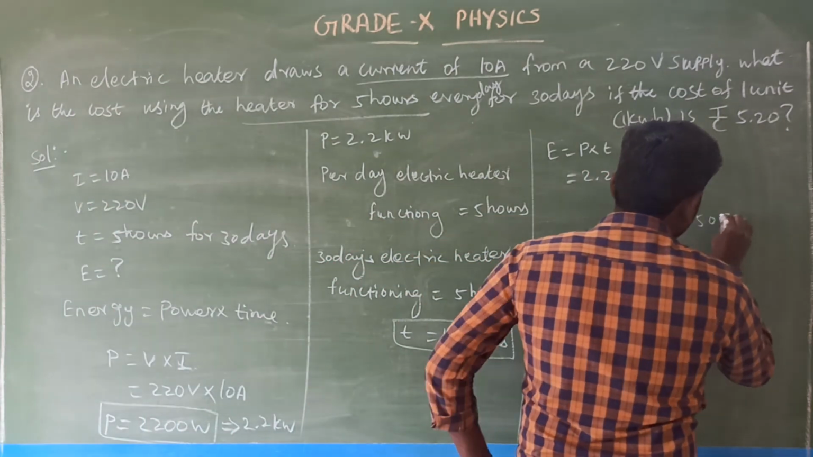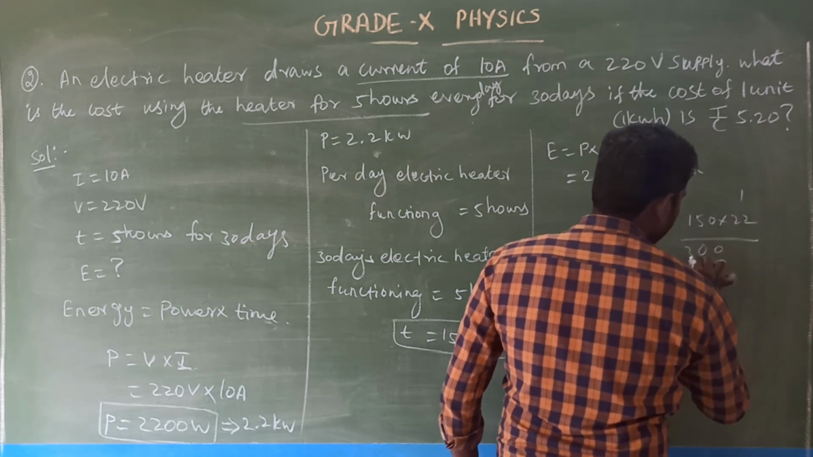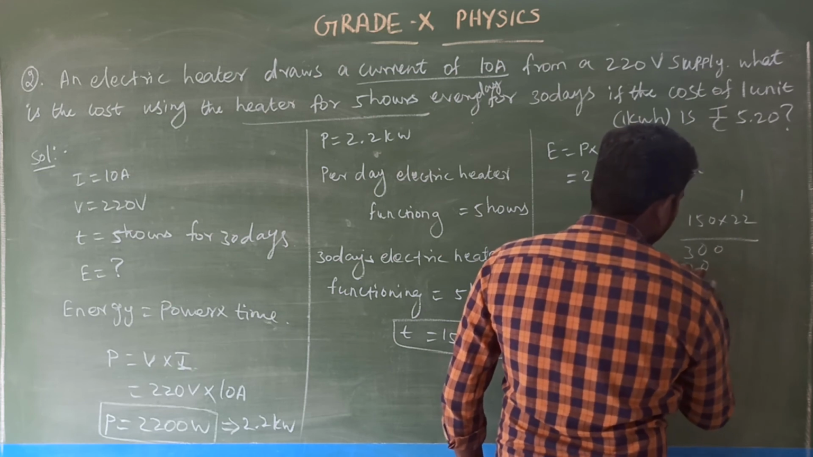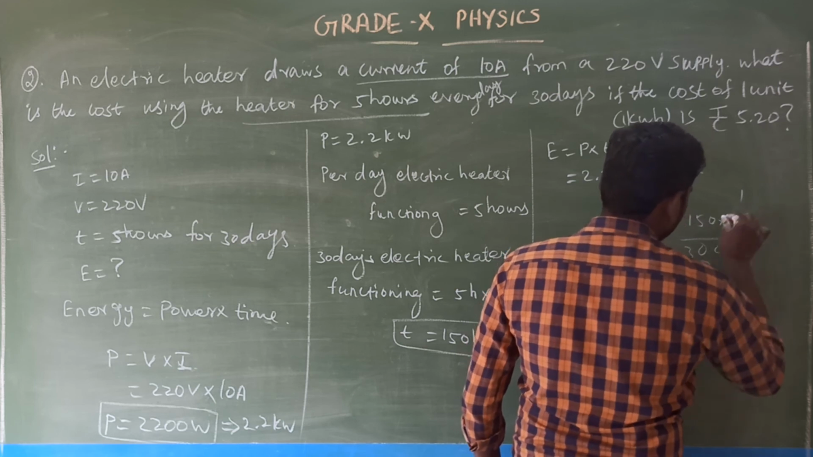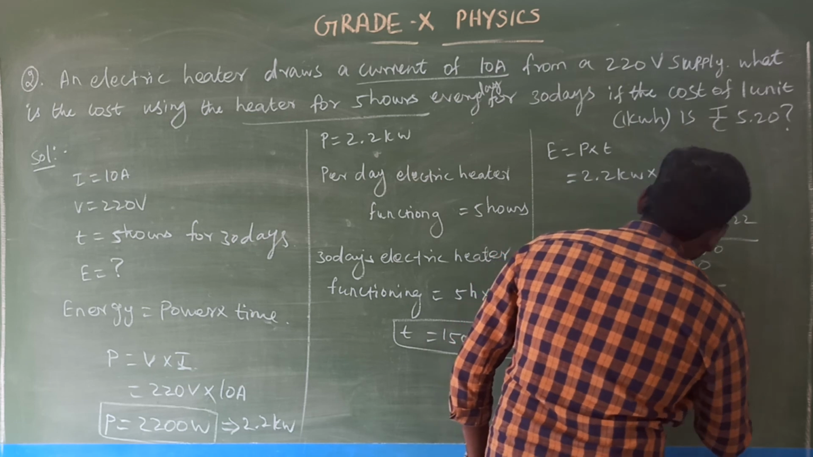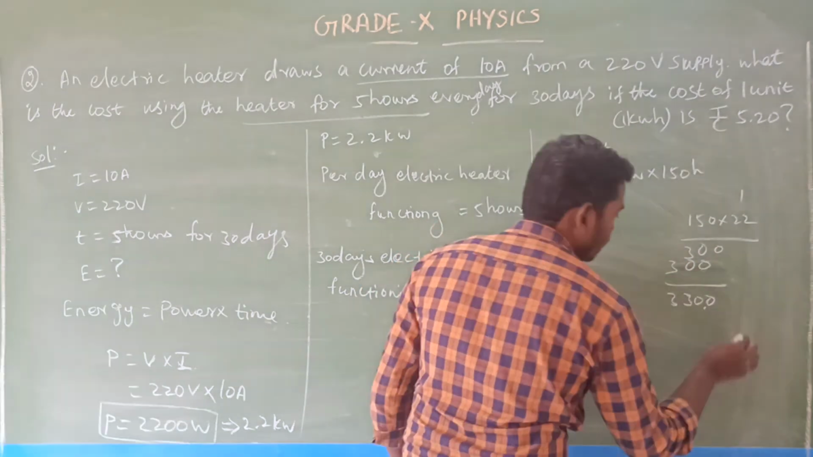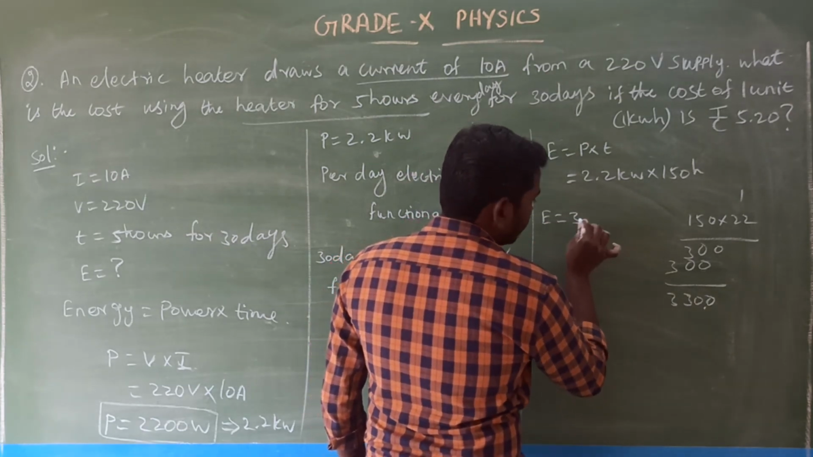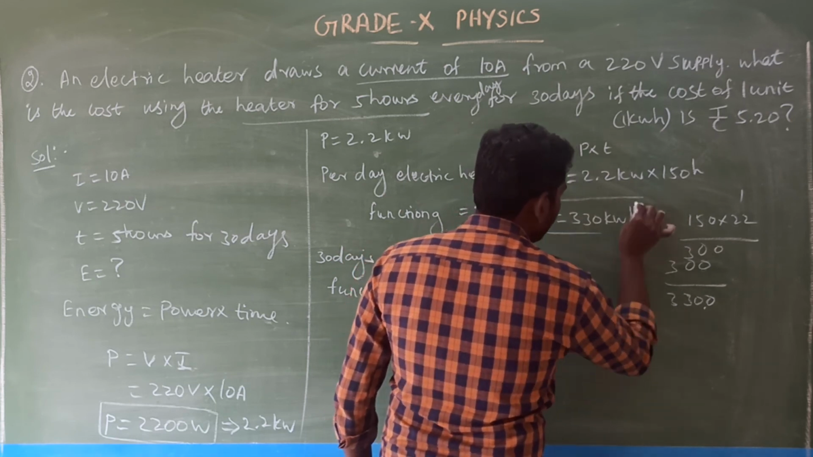So 150 into 22, what will be the value? 0, 10, 0, remaining 1, 2, 3, again 0, remaining 3, 3, 0, 0. Okay, after one digit the dot is there, so put the dot here. So the value will be, look at here, energy will be 330 kilowatt hour. That's all, students.